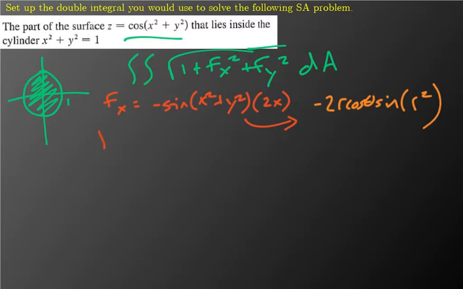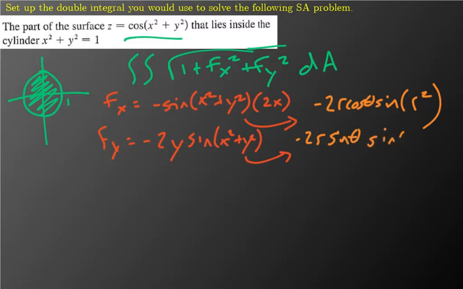And then we'll do f with respect to y. We're going to get negative 2, I'm just going to put the y in front this time, y, then sine of x squared plus y squared. So we convert that one, and we would get negative 2r sine theta times sine of r squared. And if we want to integrate over a circle with a radius of 1, our dr ranges from 0 to 1, and the angle is the full 2 pi.